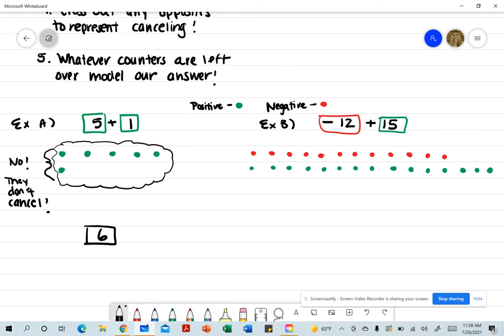Now I look to see if any cancel. So I look for opposite symbols. Yes, I see some red and green. Cancel, cancel, cancel, cancel. Whew. In fact, 12 of them canceled. So what's left over? 3 positives. So what's my final answer? Positive 3.